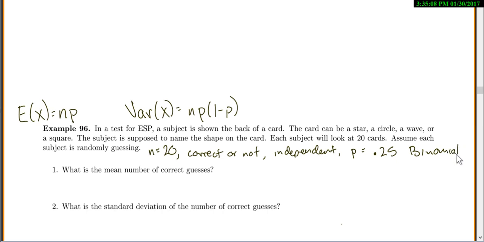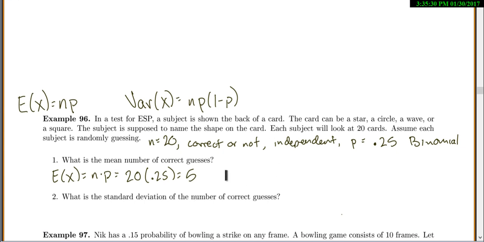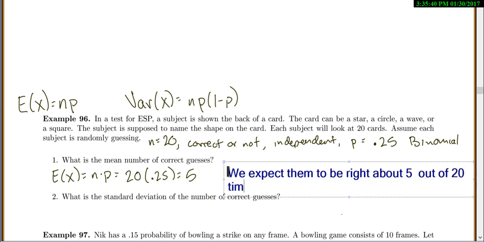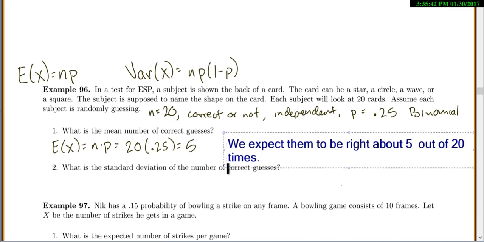So what is the mean number of correct guesses, or the expected value? The expected value is n times p, so in our case it's going to be 20 times 0.25, which equals 5. And that makes sense. If you're just randomly guessing and you have a 1/4 chance of getting it right, you do it 20 times, a fourth of 20 is 5. You'd expect to be right about 5 times. We expect them to be right about 5 out of 20 times. Now it's not going to be exactly 5, but that's what we expect.